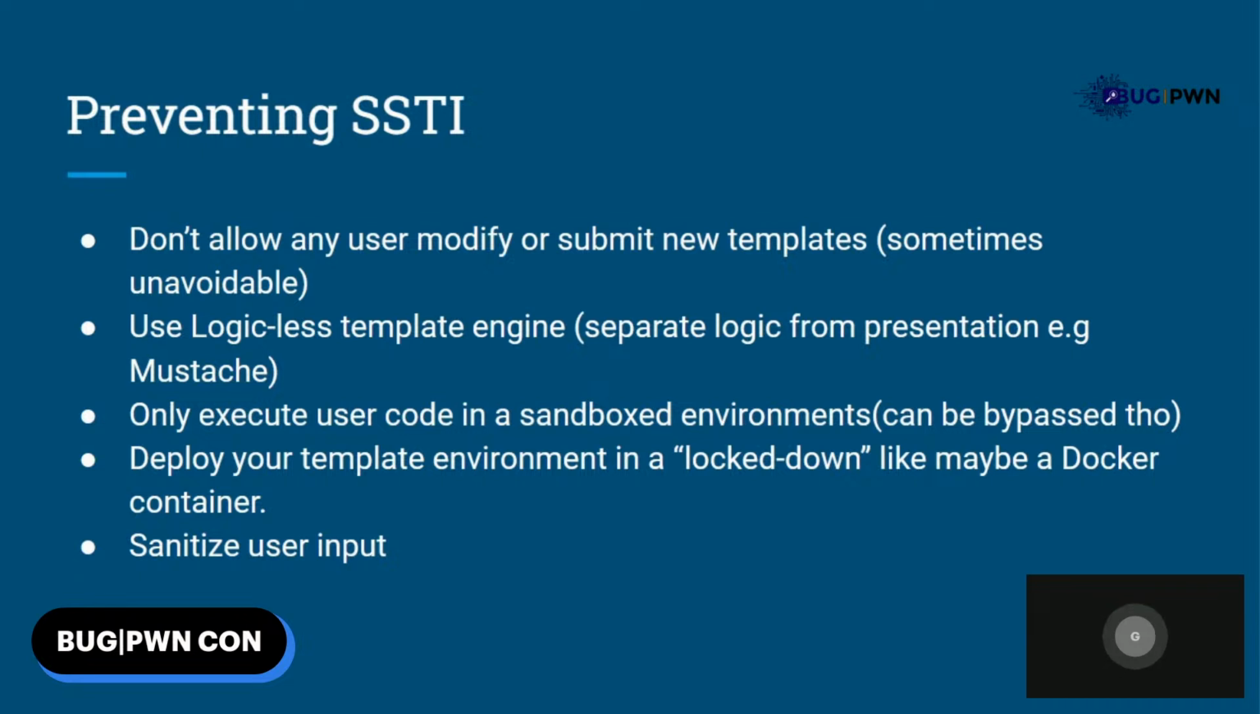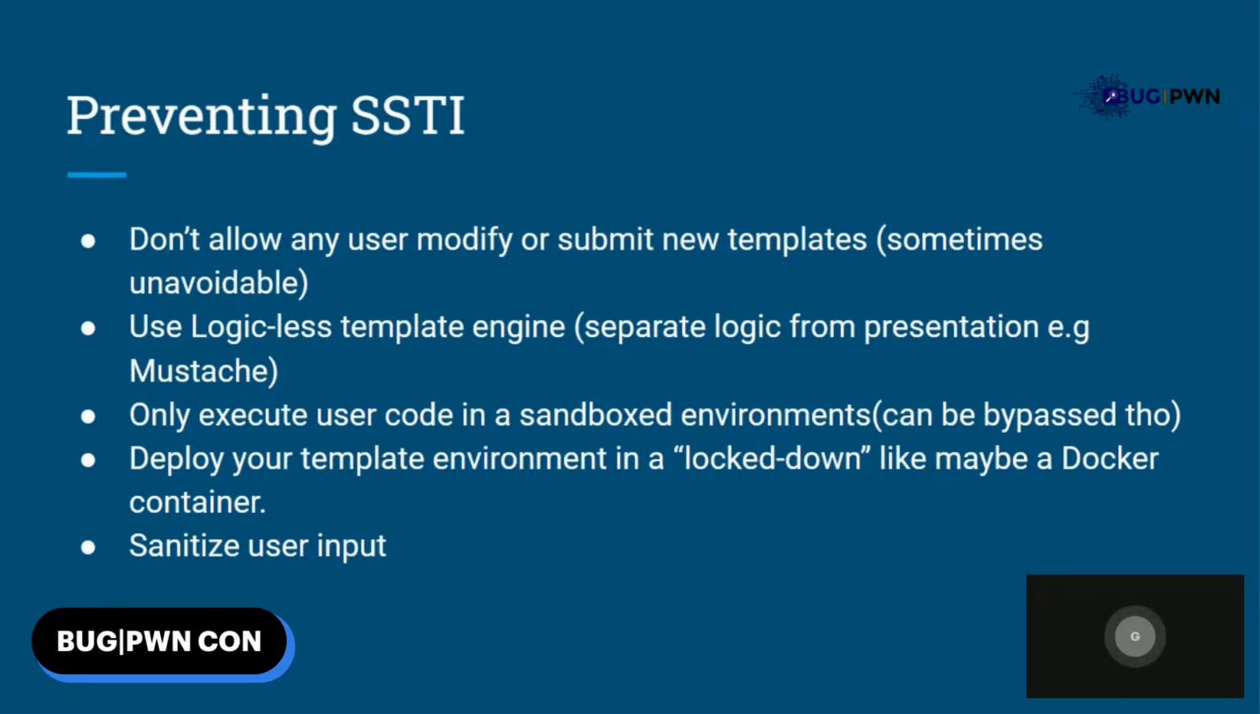Another one is to only execute user code in sandbox environments. One of the methods I mentioned for exploiting SSTI is to use sandbox bypass methods, like escape methods. So using really secured sandbox environments can help reduce the exploitation of SSTI vulnerabilities. This can be bypassed, but it depends on the measures you set in place.